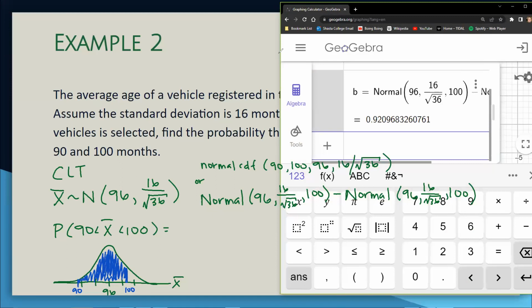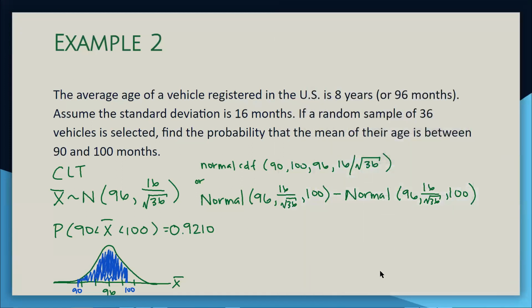That makes sense because, again, from our picture, we can see that we've shaded in a huge chunk of that curve. We already knew it was going to be bigger than about 0.68, 0.7. 0.92 makes sense in terms of what we've shaded in. So what this tells us is that if we select a random sample of 36 cars in the US, we expect that there's a 92% chance that the average age of those 36 cars is somewhere between 90 and 100 months.